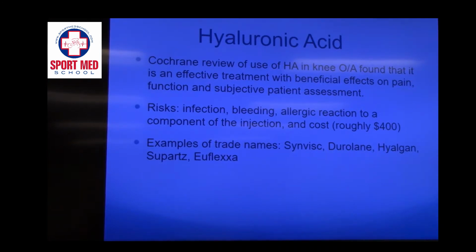A relatively recent Cochrane review of HA use in knee osteoarthritis found it to be an effective treatment with beneficial effects on pain, function, and subjective patient assessment. The risks that we quote patients are infection, bleeding, allergic reaction to a component of the injection, which is more of a theoretical risk. I've never even heard of it happening. And the cost is the major one, roughly $400 to $500 for these treatments.